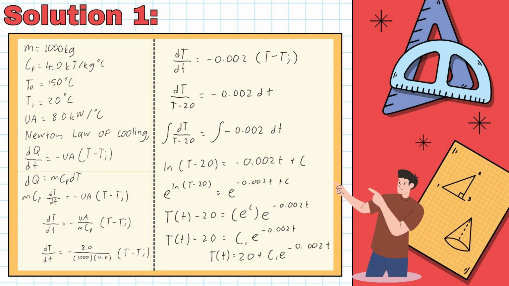We use Newton's law of cooling and the formula of heat energy. We apply Newton's law of cooling by setting the rate of heat loss equal to the rate of energy change, and we derive the equation mc dT over dt equals negative UA multiplied by (T minus Tj). Next, we substitute the information given and we get dT over (T minus 20) equals negative 0.002 dt. Next, we separate the variables to get all the temperature terms on the left and time on the right. Integrate both sides and solve for T, giving us the general solution.